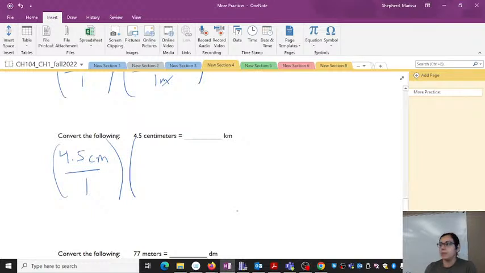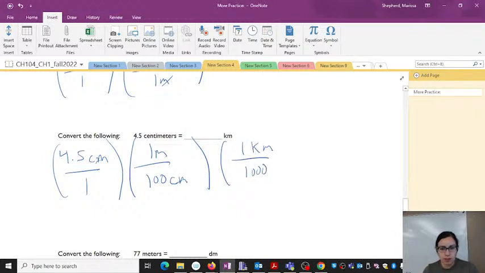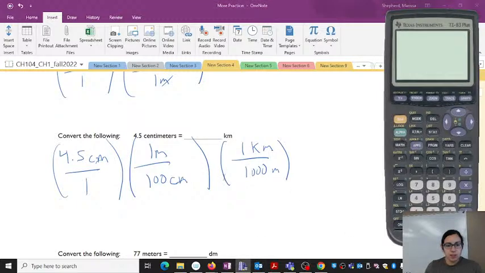Any thoughts on this one? 1 over 100 and then again 1 over 1,000. So you want to do 1 meter over 100? Yeah. So 1 meter is equal to 100 centimeters. So that looks good. That brings us back to, we'll call it, our safe space, our base units. And then what did you say to go from? And then 1 kilometer over 1,000 meters. That looks good.